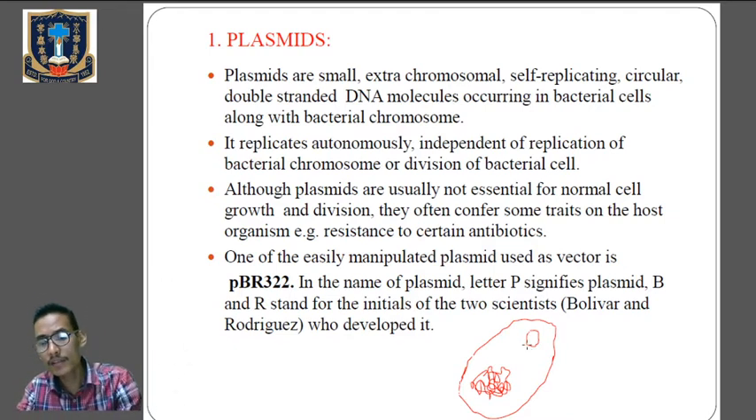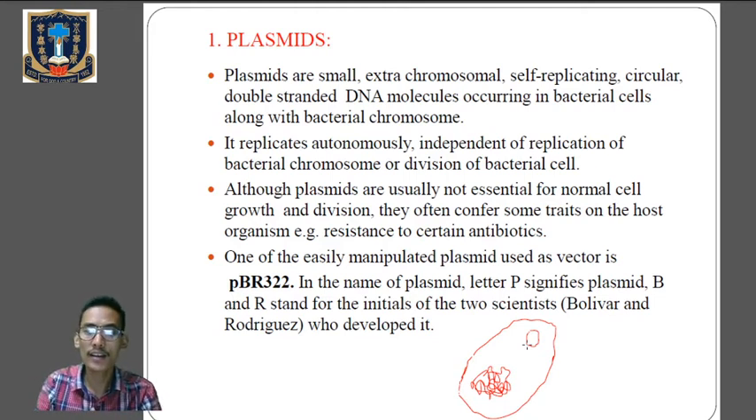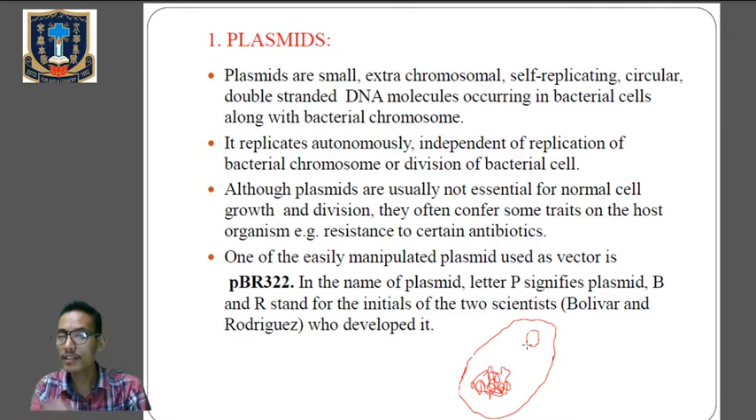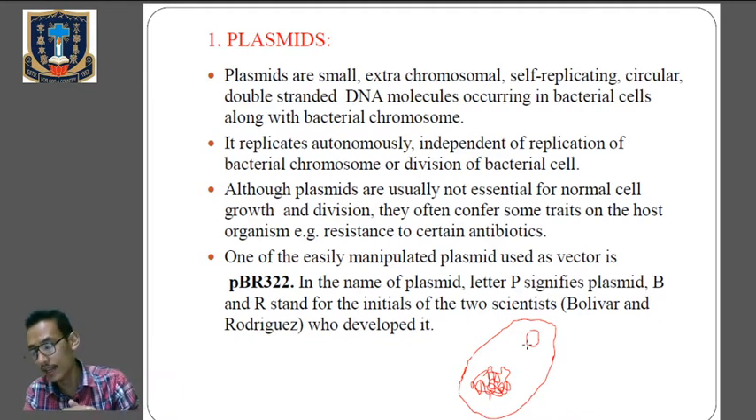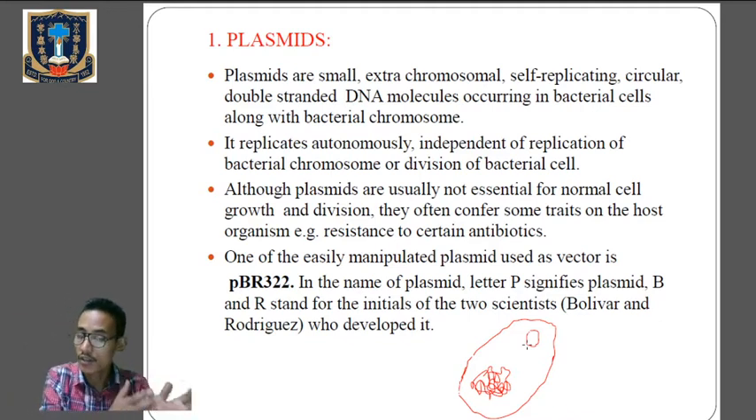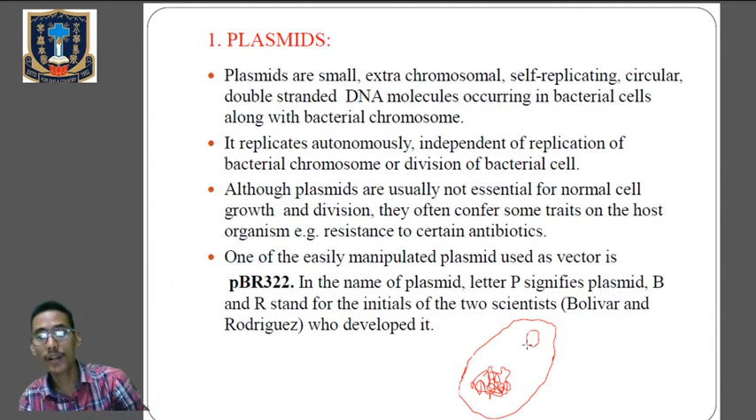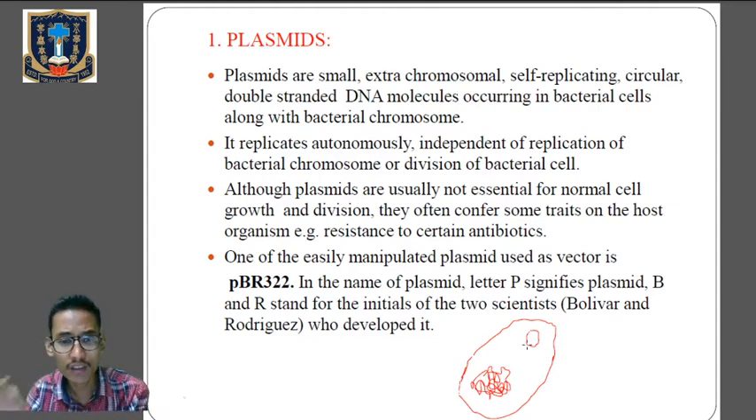Now this plasmid has one more advantage. It replicates autonomously, independently. Clear? It replicates autonomously, independent of replication of the bacterial chromosomes or division of bacterial cells. So it has got an independent way of replicating. It is not dependent on the bacterial chromosomes for its replication to produce multiple copies. So it can replicate independently. It can produce multiple copies.